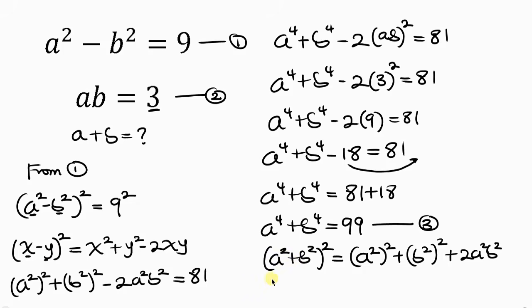Now let's substitute. So we have a squared plus b squared all raised to the power of 2 equal to, when we simplify this, a to the power of 2 times 2 is 4 plus b to the power of 2 times 2 is 4 plus, this is 2 times common exponent, so this can be written as ab all raised to the power of 2.